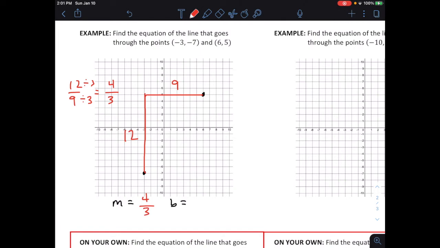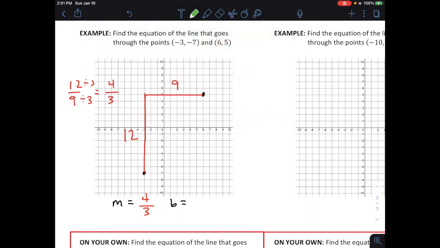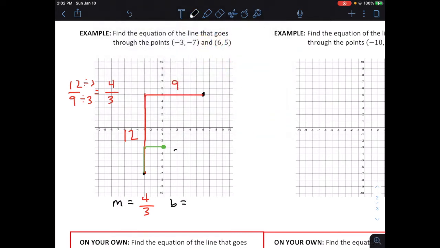So every time we get a slope, we want to make sure it's in simplest form, and 12 over 9 is not, so we have to reduce it by dividing each one by 3. All right, so now how do we go about finding the y-intercept? Well, what we do is we start at this left-hand point, and we use our slope of 4 over 3 to find more points. So we're going to go up 4 and over 3, and we're going to end up right there. So our y-intercept in this case is -3.